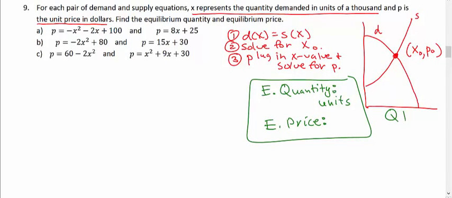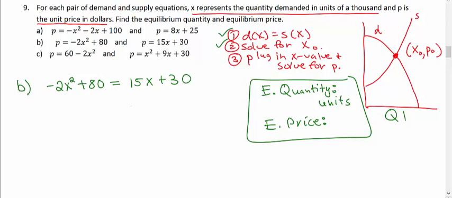For number 9, part B, we're looking for the equilibrium quantity and the equilibrium price. So for part B, we're going to take the two functions, the demand and the supply function, and we're going to see where they're equal by setting them equal to each other. And then we're going to solve this quadratic equation for x. So we're going through step 1, and then now we're on step 2.